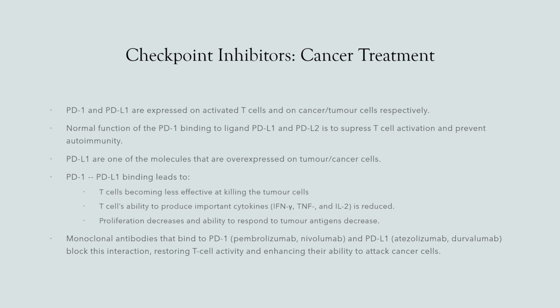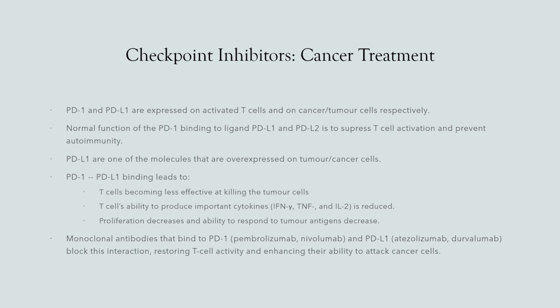So I just want to talk about just two, I guess, checkpoint inhibitors. I did talk about PD1 and PDL1 in the previous slide, and I said that PD1 is expressed on activated T cells and PDL1 is expressed on the tumor cells respectively. And I did say that this PD1 binds to the ligand PDL1, and it suppresses this T cell activation, and it's just a way of the body preventing autoimmunity.